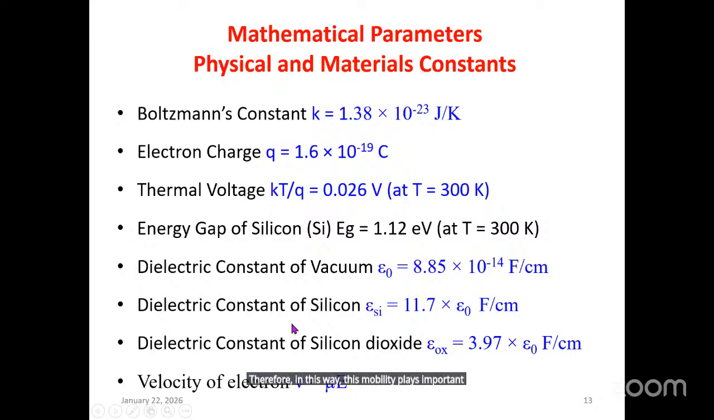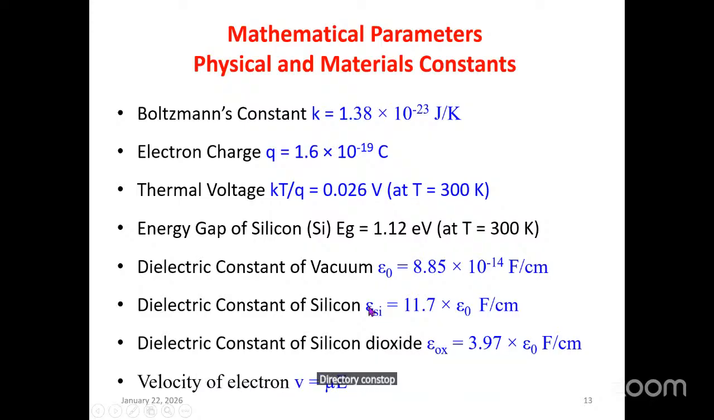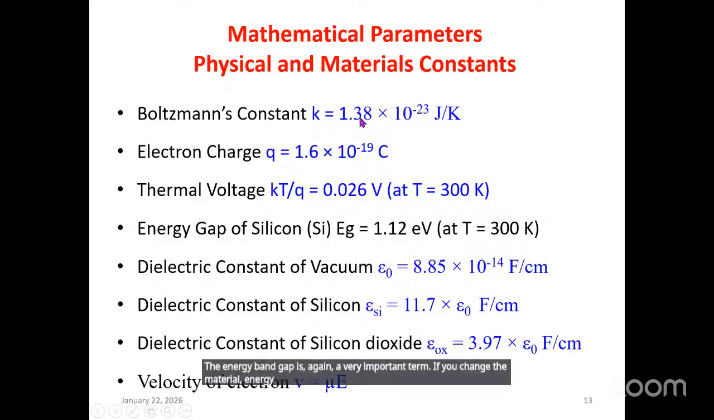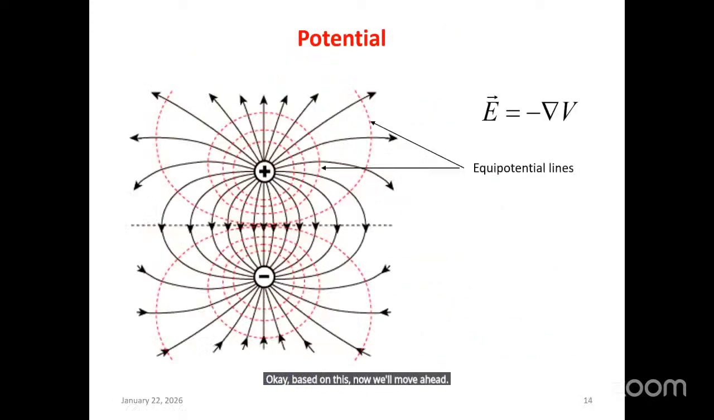The conclusion from this slide is that mobility is the one term on which the focus is there. Dielectric constant is the second term, the dielectric constant of SiO2 material, for silicon material also. Energy band gap is again a very important term. If you change the material, the energy band gap will change. The remaining three are, no doubt, physical constants. Based on this, now we will move ahead to a few more fundamentals, which we will touch and go ahead.